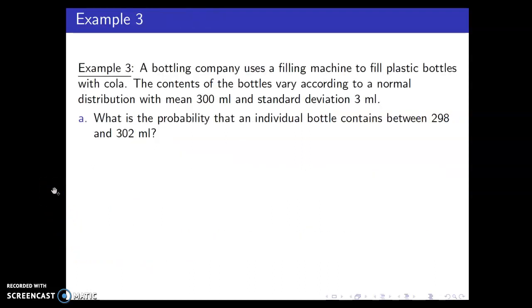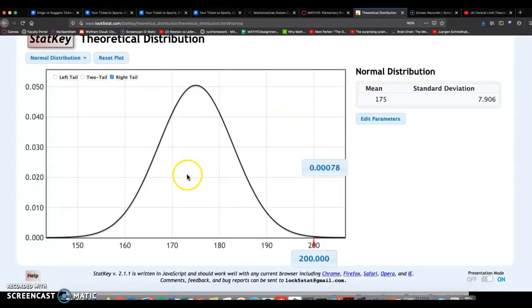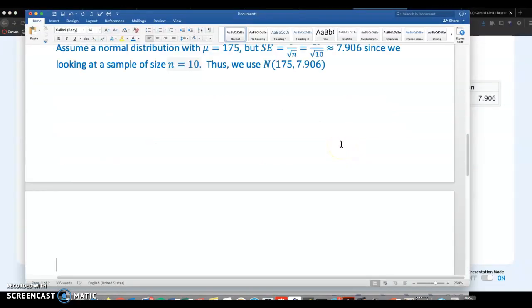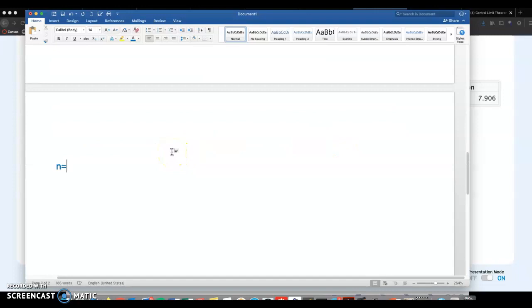All right, let's look at one more example. A bottling company uses a filling machine to fill plastic bottles with cola, and the contents of the bottle vary according to a normal distribution with a mean of 300, standard deviation of 3. What is the probability that an individual bottle weighs between 298 and 302? So here we're looking at an individual bottle. So we're looking at n equals 1.